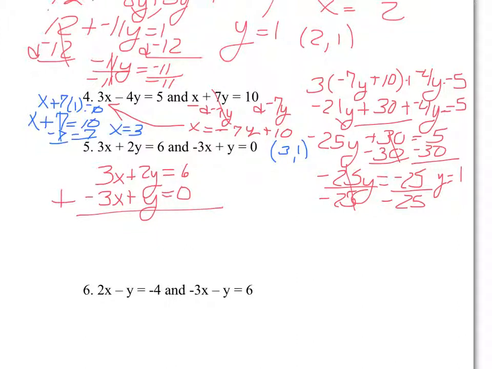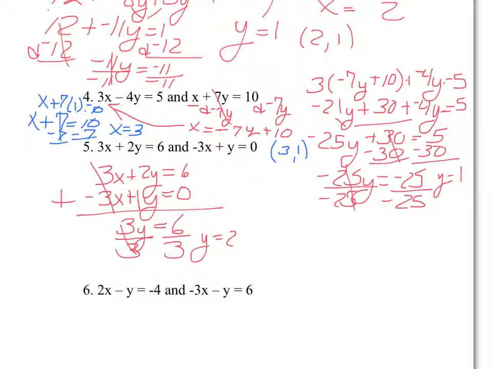You want one of the variables to cancel. If one of the variables will not cancel, you may multiply one or both equations by any number you like in order to get something to cancel. In this problem, though, my 3x's will cancel. I'm going to add 2y and 1y is 3y equaling 6. Divide by 3, and you get y equaling 2.